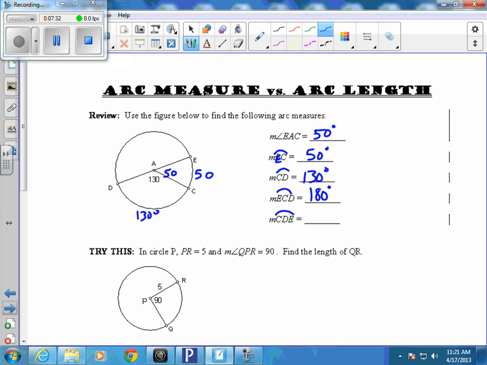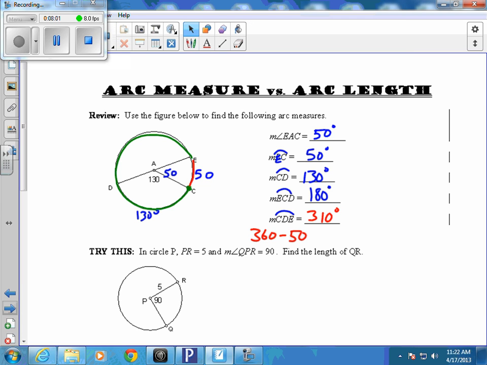Measure of arc CDE. Well, that is from here to D to E. Now, since there's 360 degrees total in a circle, arc CDE is going to be the difference of 360 take away 50. This is the 50. If I take the green arc plus the red arc, or if I take 50 degrees plus my major arc, I should get 360 degrees total. So that gives me a measure of 310 degrees.